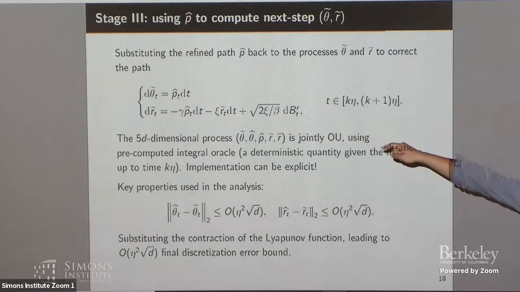And by integrating this p hat process, you get the final approximation for the path of theta and the final approximation for r. And this is the initial point that you use in the construction of the next iterate. It is important to note that if you align the tildes and hats at the same time point, their difference is always of order eta squared times root d instead of eta times root d. And this gives the final eta times square root d discretization error bound.